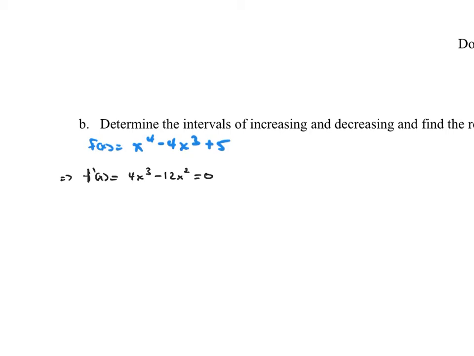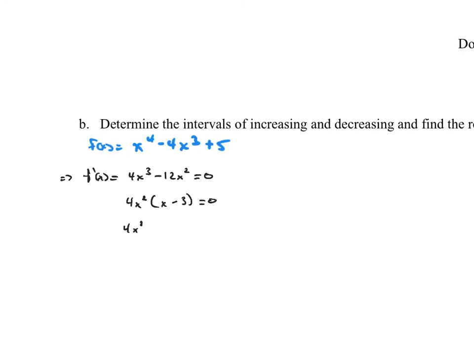We set this equal to 0 or undefined. It's a polynomial function, so this is never undefined. So this is where we are with the derivative. The derivative is 4x cubed minus 12x squared. We try to factor this out. I know I can take out a 4x squared in common. 4x cubed divided by 4x squared is just x. And minus 12x squared divided by 4x squared would be a minus 3. We set that equal to 0.